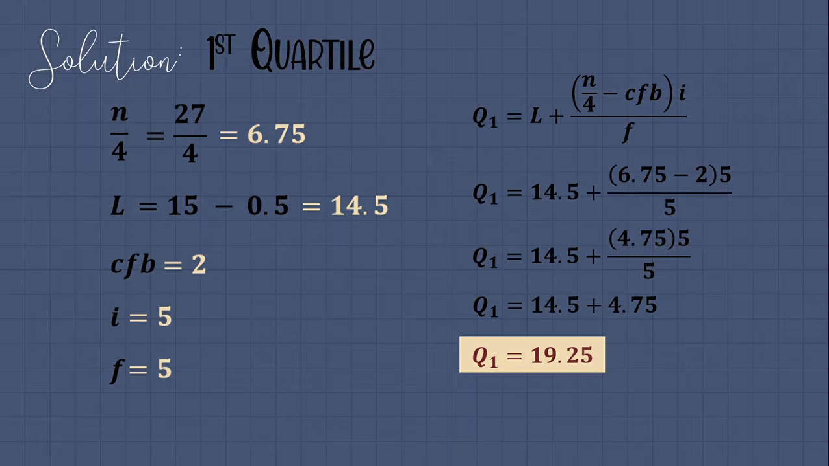Therefore, 25% of the class got a score below 19.25 and 75% of them got a score above 19.25. So that is our quartile 1 for the given group data.